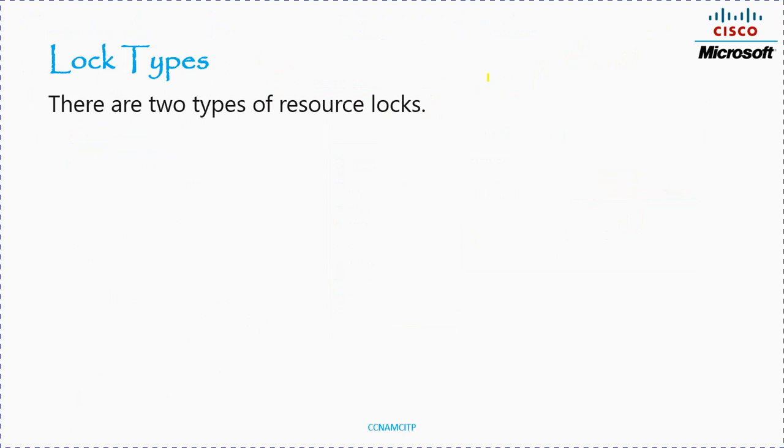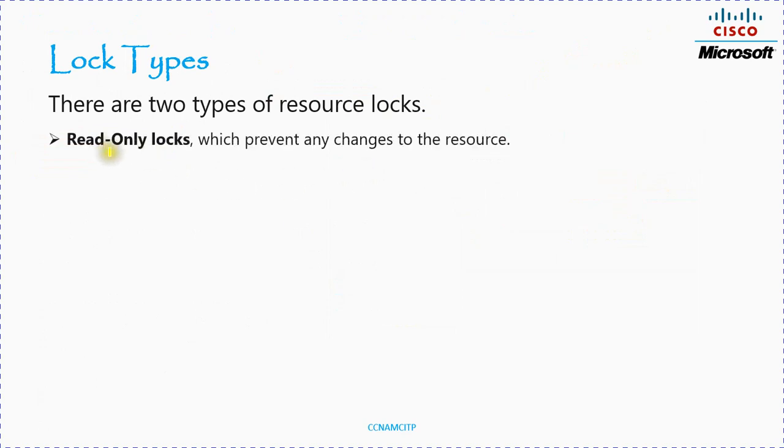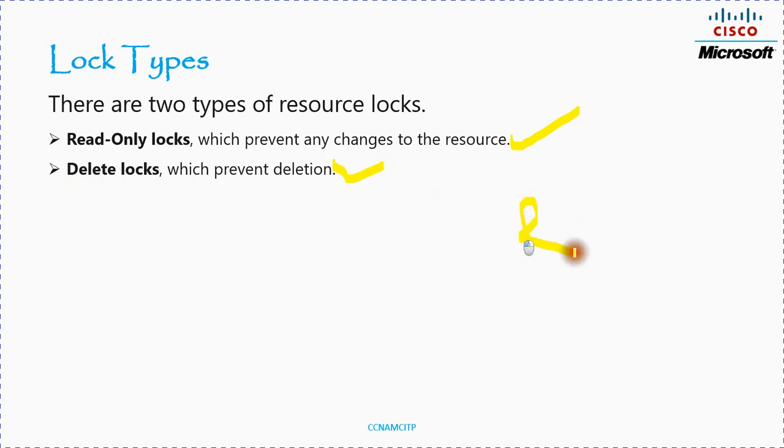Now I will tell you about types of locks. There are basically two types of locks. One is read only. If you apply read only, it prevents any changes to the resource. This is what you have to select from here, either read only or delete. So if you select a read only lock, it will prevent any change to a resource. The next one is the delete lock. If you apply this, it prevents deletion; nobody can delete that resource. Before removing, changing, or deleting that particular resource, they will have to remove this lock, and only then can they perform the activity they want, and it should be done by an authorized person only.